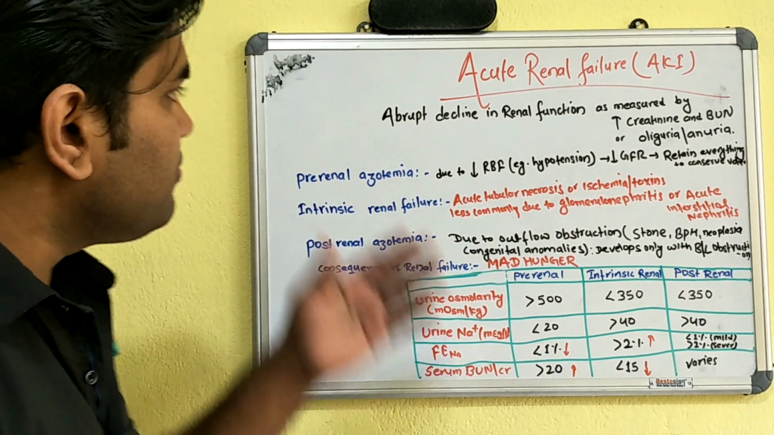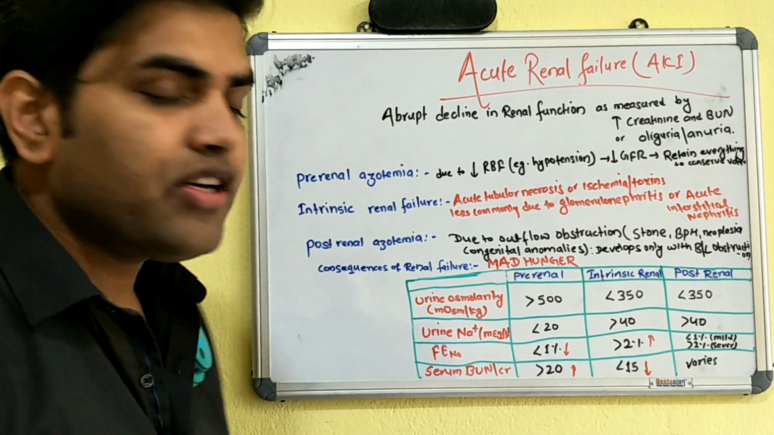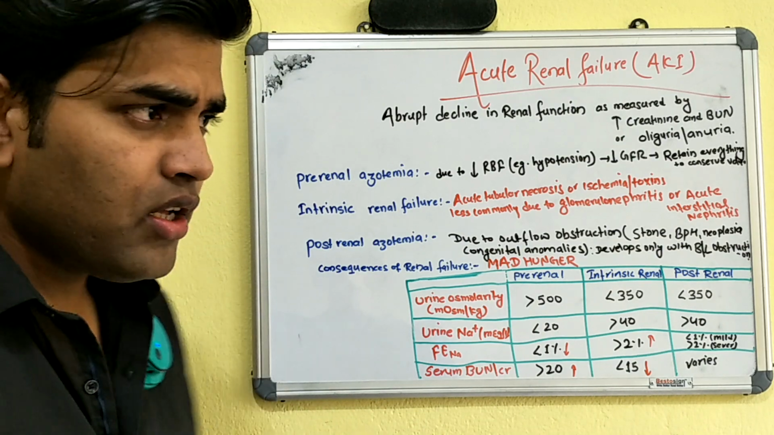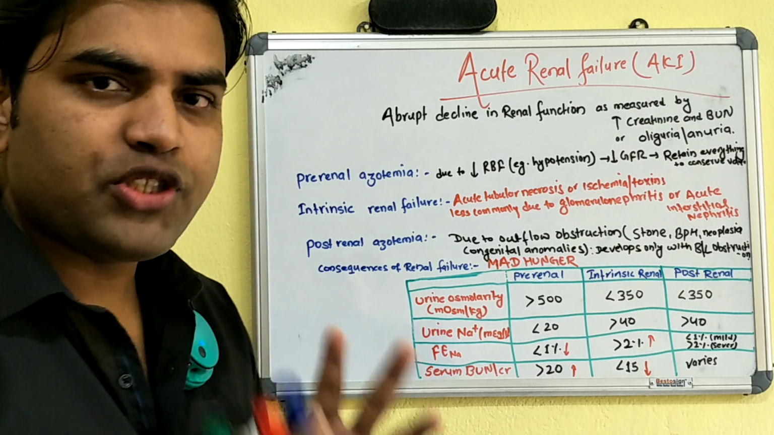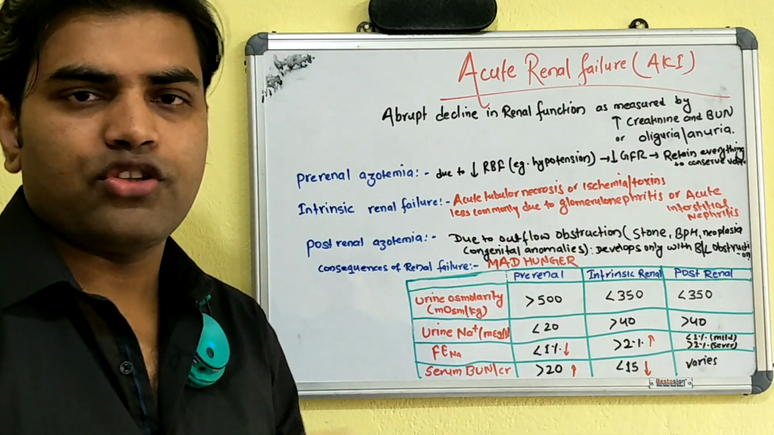Hello everyone. Today we will be discussing acute renal failure, also known as acute kidney injury. Acute renal failure is a main scenario that you will find in patients managed in the hospital.